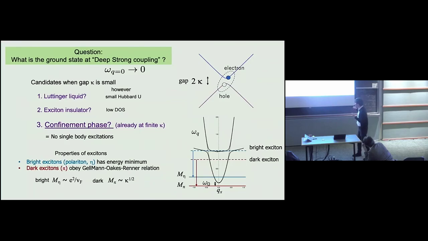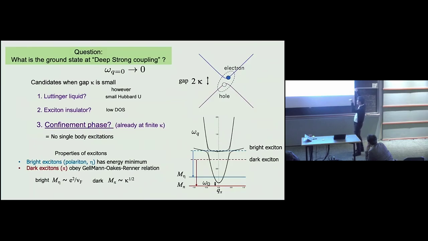If you are lucky and find this state in a nanotube, what would be the smoking gun? Of course, one is that in the confinement phase, there will be no single-body excitations. All the electrons will be trapped. I will explain this later. But an important property is related to these excitons, these bright and dark excitons.